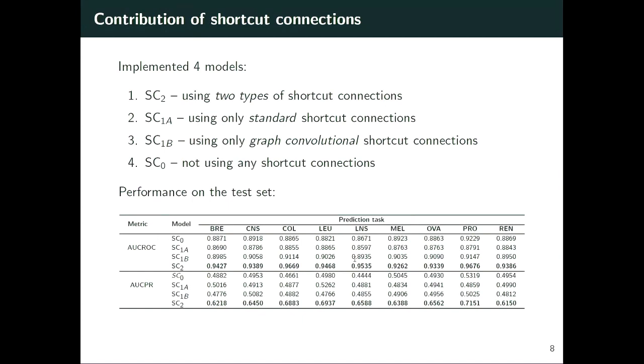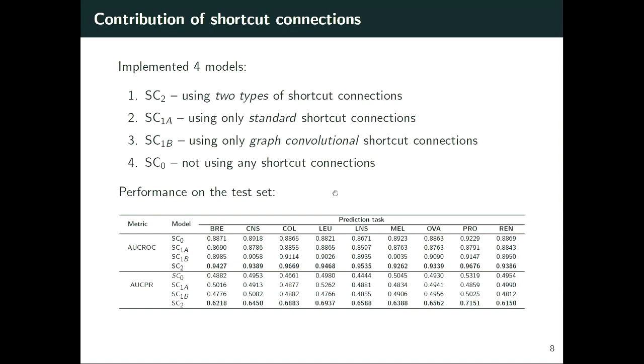We perform a lot of experiments to verify the effectiveness of our framework. First, we want to see the contribution of two types of shortcut connections. So we implement 4 types of models. The first one uses 2 types of shortcuts. The second one uses only the standard shortcut. The third one uses only the graph convolutional shortcut. And the last one has no shortcut.